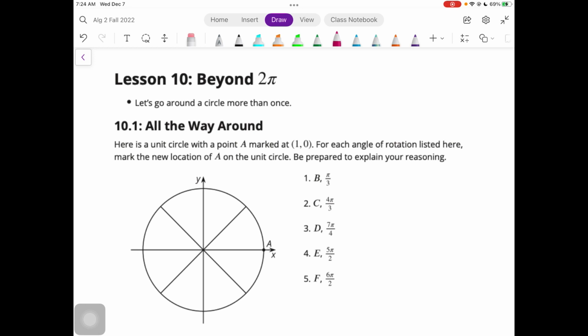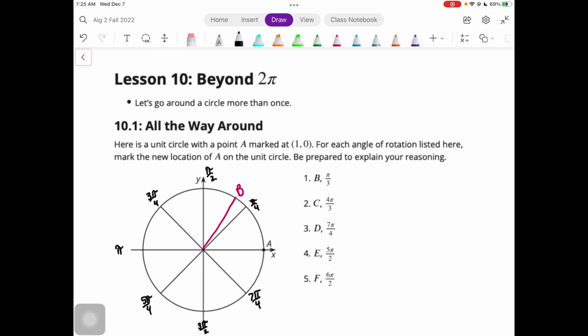Okay, so the first one is B, which is pi over 3. And so that would be right about here, because this is pi over 4, and this is pi over 2. This is 3 pi over 4, and this is pi, and this is 5 pi over 4, and 3 pi over 2, same thing as 6 pi over 4, and then 7 pi over 4, because those are all 45-degree angles. And so in radians, they're pi over 4s. So pi over 3 would be a little bit bigger because 1/3 is bigger than 1/4.